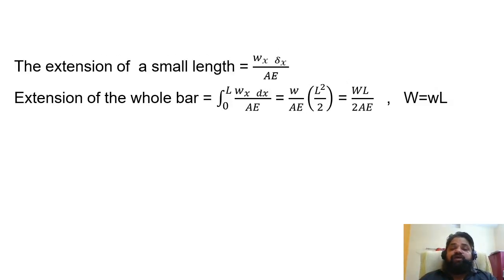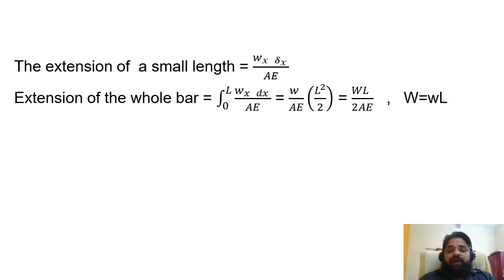Now, putting this L square by 2, it will be small w L square by 2AE. Small w into L is equal to capital W, which we have already discussed, because that is the total load of the object. Earlier we got PL by AE, now we get PL by 2AE.